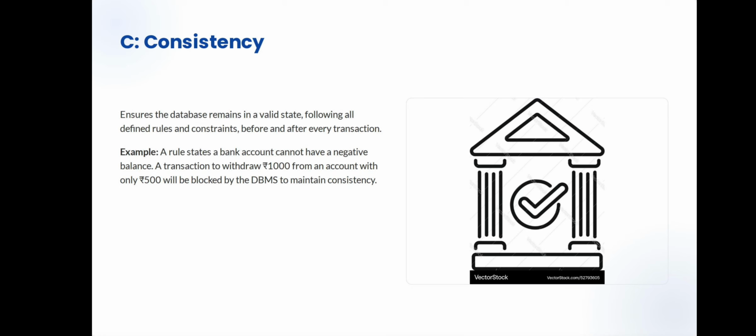Let's take one example. A bank rule: account balance cannot go negative. If the user tries to withdraw 10,000 from an account that has only 2,000, the system will reject the transaction because it violates the consistency rule. Another example is a student registration system: the student ID must be unique, and email cannot be null. If the transaction tries to insert a duplicate ID, consistency will block it.